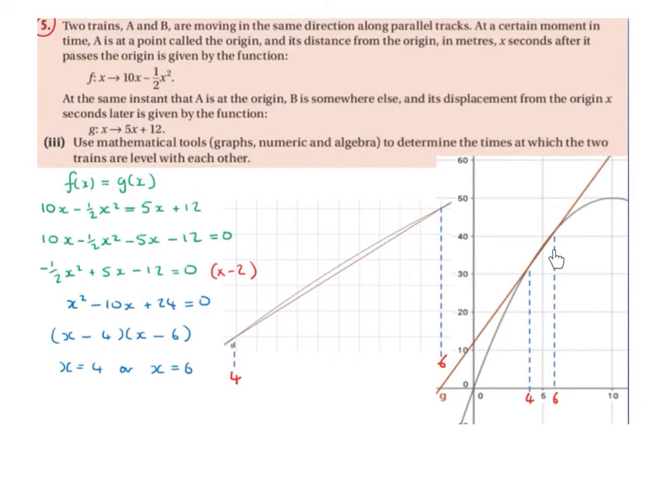Now it's very difficult to see the points of intersection in this graph, but if we were to zoom in on our graph, we would see that that's the first point of intersection, which actually lines up with 4 on our x-axis. And this is the second point of intersection, which lines up with 6 on our x-axis. So again, x is equal to 4 and x is equal to 6.